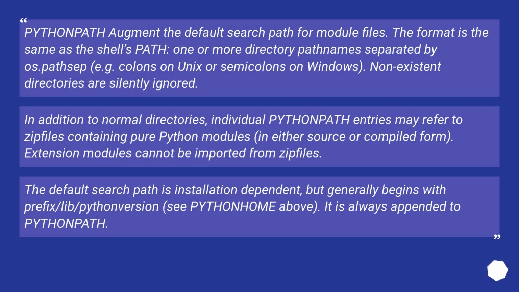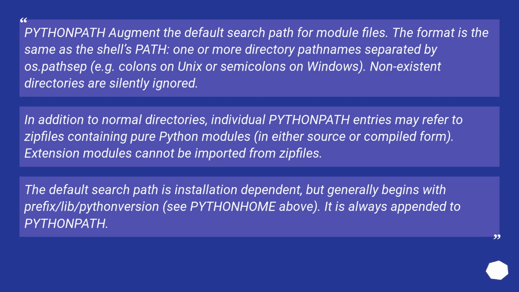Python path augments the default search path for module files. The format is the same as the shell's path, one or more directory path names separated by os.pathsep, for example colons on Unix or semicolons on Windows. Non-existent directories are silently ignored. In addition to normal directories, individual Python path entries may refer to zip files containing pure Python modules, in either source or compiled form. Extension modules cannot be imported from zip files.